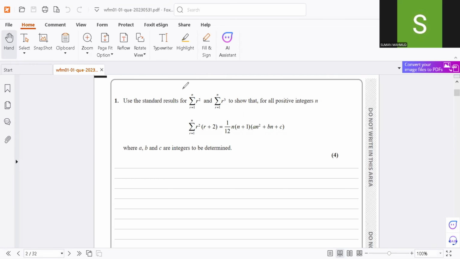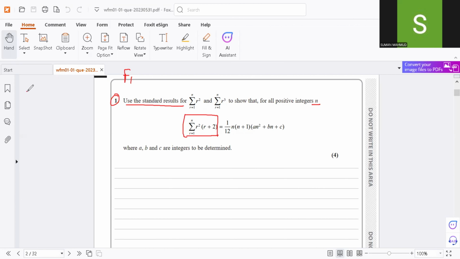Today we solve Edexcel International A-Level Mathematics, Further Pure Mathematics F1. So question number 1, at first read the question carefully. Use the standard results for sum of r squared and sum of r cubed to show that for all positive integers n. So we have to show that. We first have to consider the left hand side. We have to prove it.